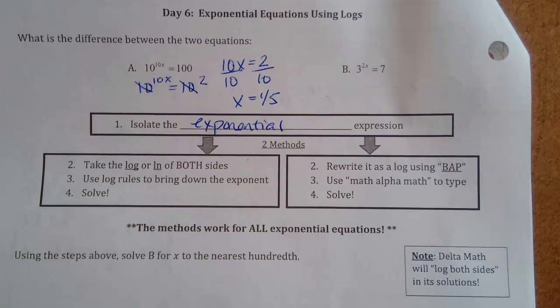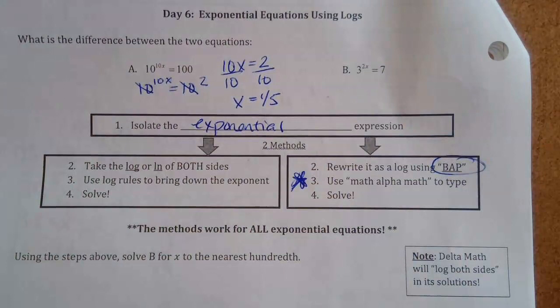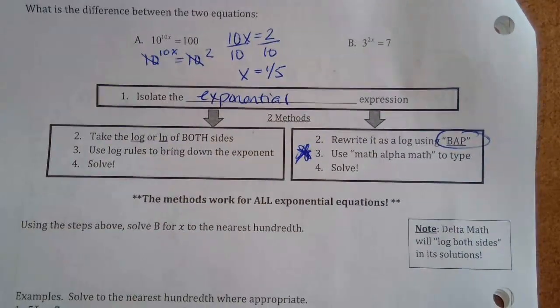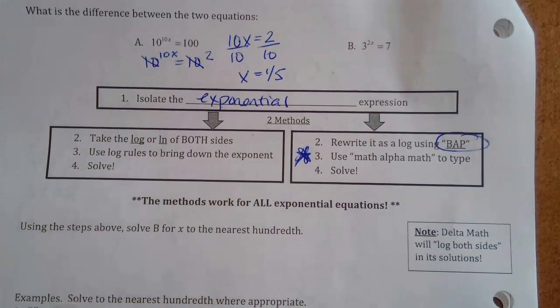Once you have it isolated, I'm pretty much going to be using this method, bapping, because we learned that on day 1 of this unit. So I'm going to stick with that. You could technically log both sides and use your log properties, but I'm going to go with the bapping method.